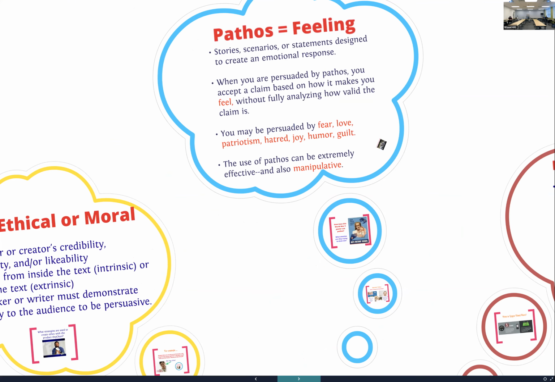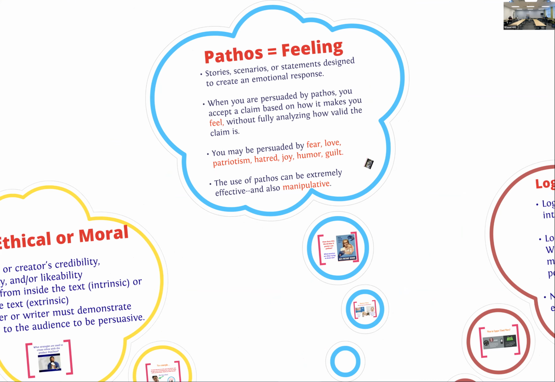Okay, so pathos is emotion or feeling. So sometimes there's stories, scenarios. When you're persuaded by pathos, you accept a claim based on how it makes you feel. You can be persuaded by a lot of things. It can be fear, it can be love, hatred, joy. If you watch political ads right now, there's lots of emotion tied with persuasives. Too much. Yeah, pathos can be extremely manipulative.